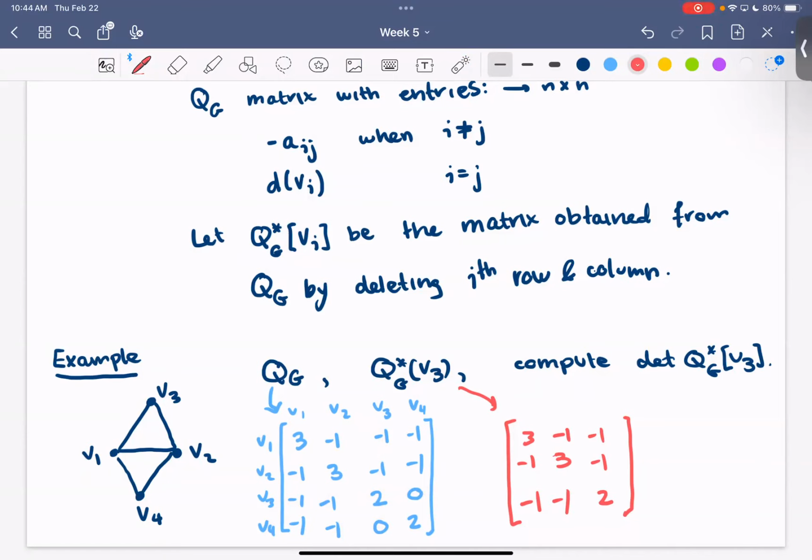Okay, did you guys get the same matrices that I have written here? Did anyone compute the determinant of Q star? Yeah, 8. Okay, good.